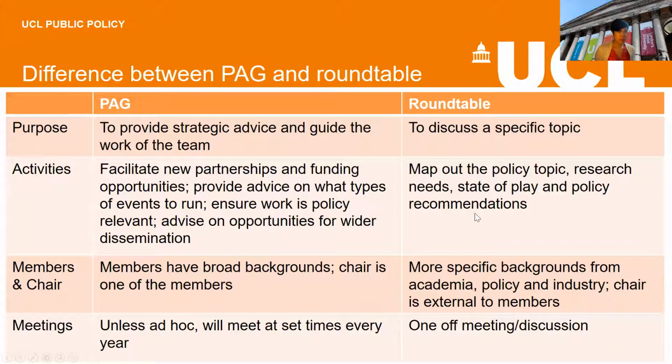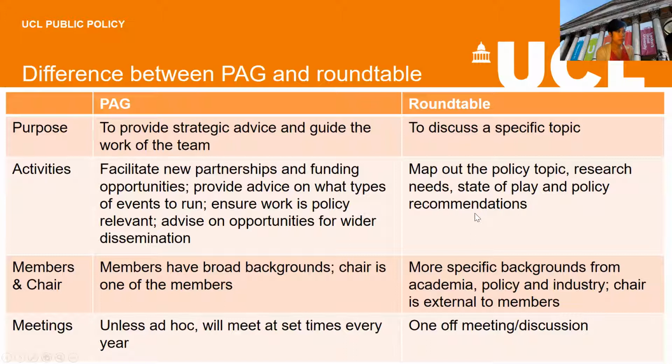The members of an advisory group are going to have broader backgrounds. They might come from wider fields, and the chair is usually one of the members. Whereas with the roundtable, people have more specific backgrounds. If you were having a roundtable on artificial intelligence and climate change, you would want to find experts with those specific niche areas in climate change. And the chair is external to the participants in the roundtable.